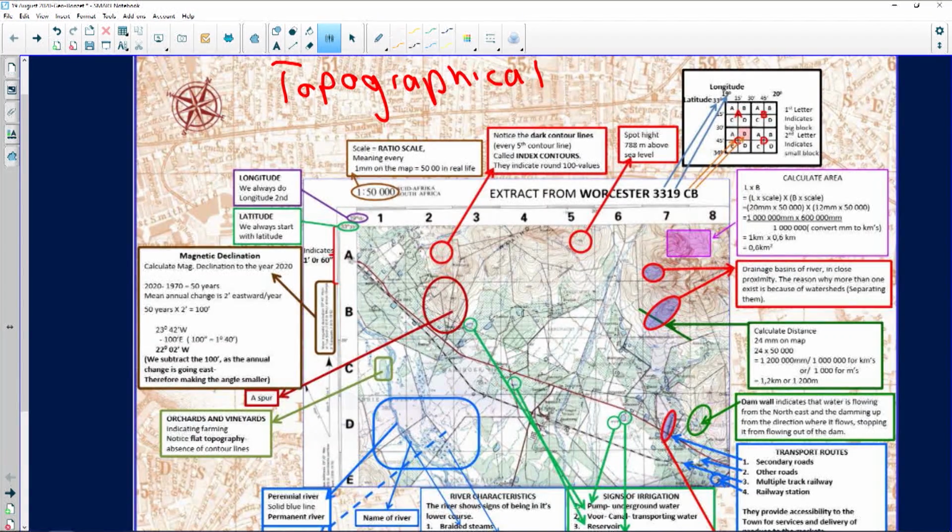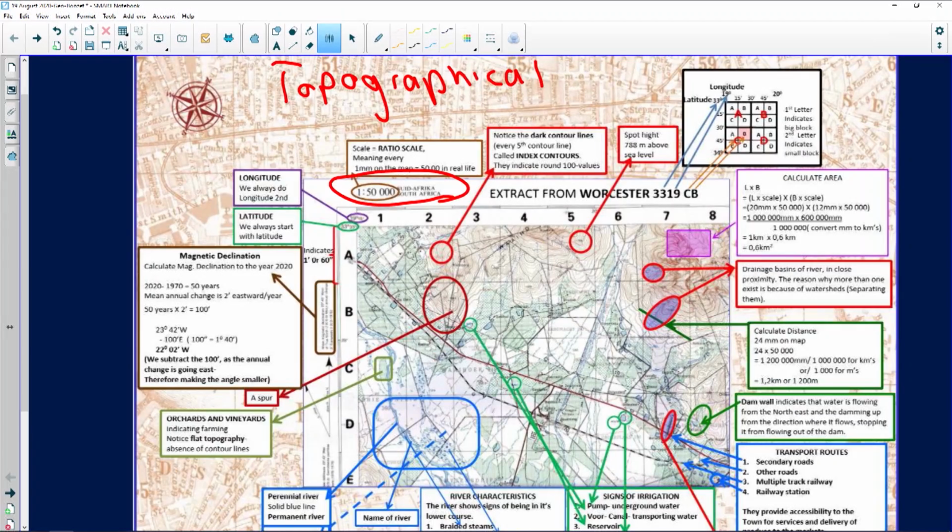If you look at the topographical map, very importantly, we've got a scale. The reason why we have a scale is because the map is being reduced, or else we wouldn't be able to fit it on a piece of paper. A topographical map has been reduced 50,000 times. So it means 1 centimeter represents 50,000 centimeters. The reason why we have a scale is to be able to determine distance. And what do we use in distance? We use kilometers and meters. But let's look at other key areas.